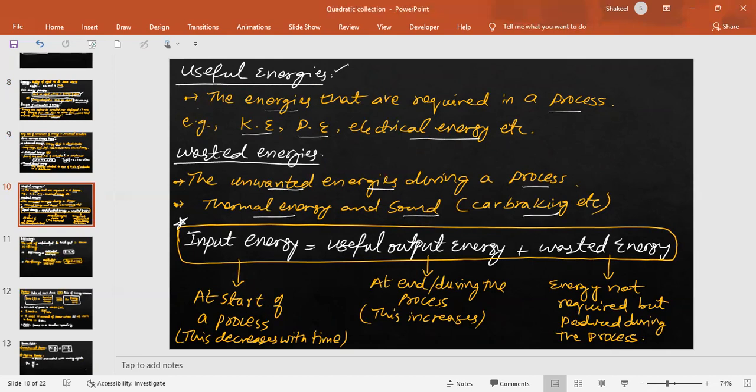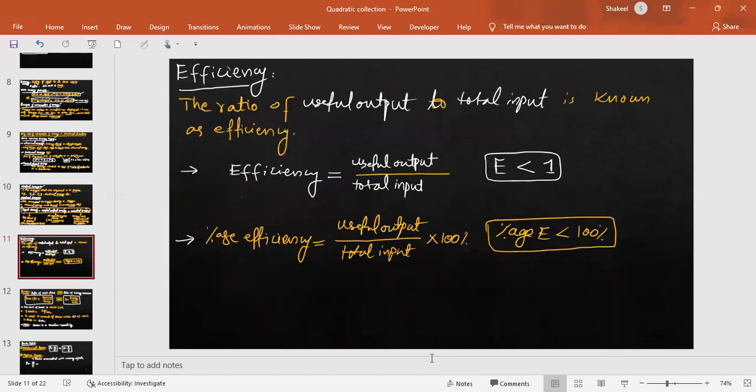Well, there's a famous relation between all the energy types. Input energy is equal to useful output energy plus wasted energy. Input energy is the one which is available at the start of the process, and this decreases with time. Useful output energy is available at the end or during the process, and actually it increases during the process. Wasted energy, well, this energy is not required, but it is going to be produced during the energy cycle.